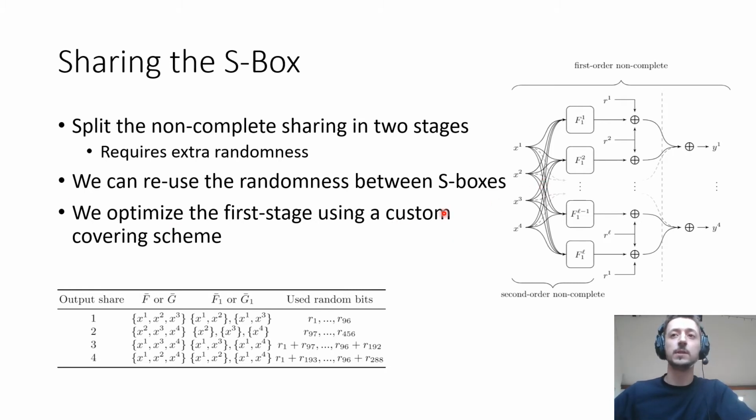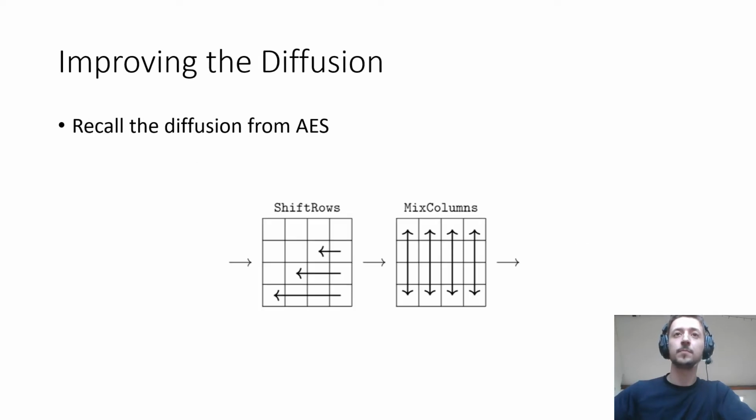So we are reusing this randomness between S boxes. It's kind of a pay up front type scenario. You pay a lot of randomness, but you can reuse it. And because this expansion layer is quite large, we also investigated ways to optimize this second stage using a custom covering scheme. That's the AES S-box part.